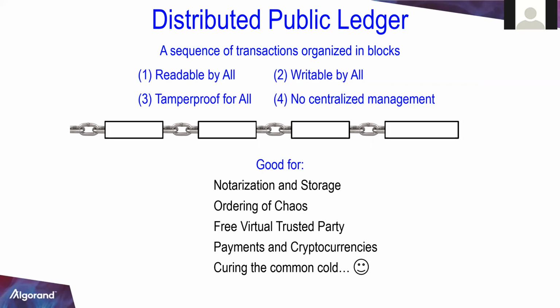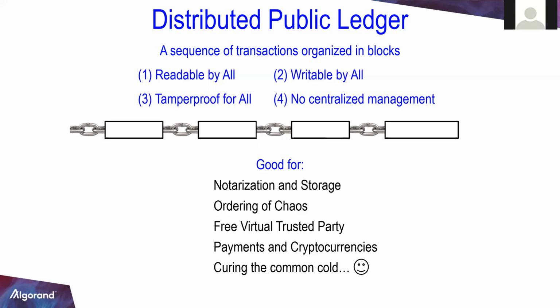So having such a distributed ledger is good for many things. If you think about it, we can do notarization because things cannot be altered. And we can order a chaotic situation and arrange transactions into an ordered sequence of data. And we can settle payments and issue cryptocurrencies. And there is a free virtual trusted party, which is the blockchain platform itself. Maybe one day we can even hope to have the blockchain help us cure the common cold. Who knows?